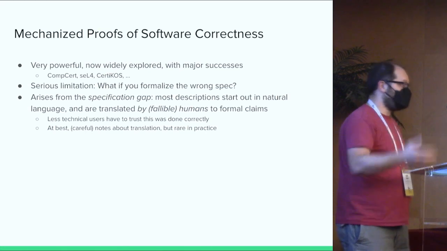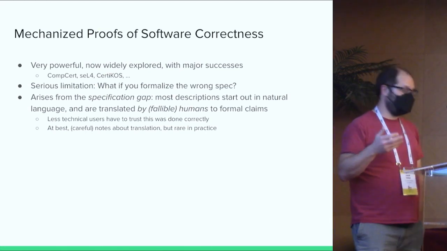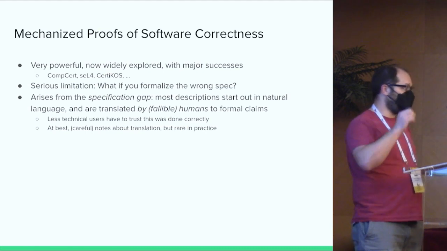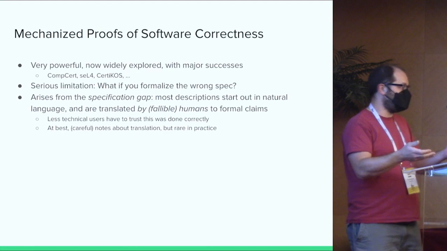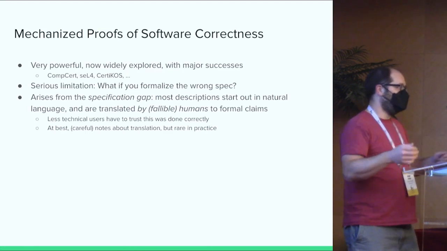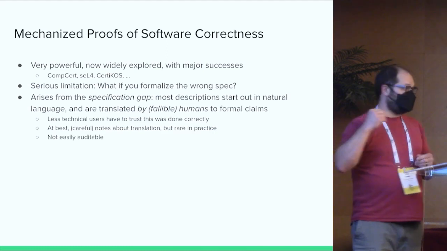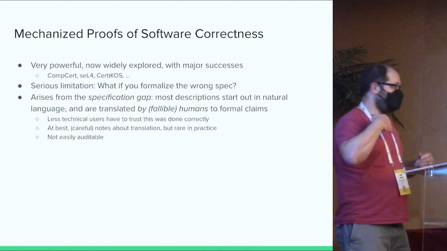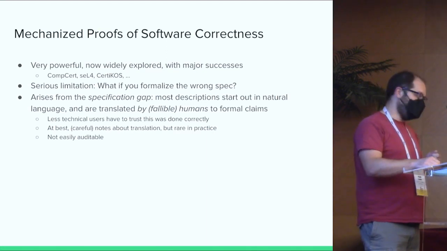If you are a formal methods expert and you want to audit this, at best, in practice, sometimes there's careful notes about some particularly tricky corner case, but we generally don't take notes about our process. We just do it and then walk away. So if you want to audit this, that's hard because you basically need to retranslate or reverse translate and compare one of the ends, which is potentially difficult.